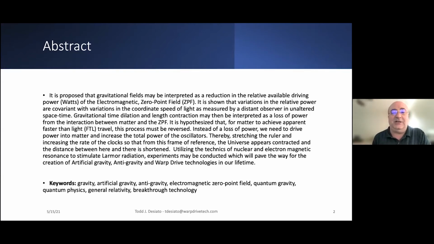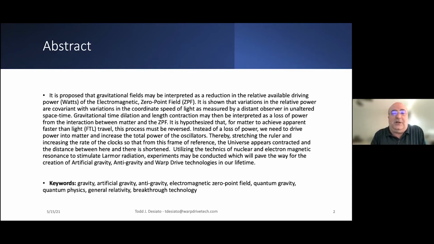Gravitational time dilation and length contraction may then be interpreted as a loss of power from the interaction between matter and the zero-point field. It's hypothesized that for matter to achieve apparent faster-than-light travel, this process must be reversed. Instead of a loss of power, we need to drive power into matter and increase the total power of the oscillators, thereby stretching the rulers, so to speak, and increasing the rate of the clocks or the oscillators, so that from this frame of reference, the universe appears contracted. And as such, the distance between here and there is shorter.